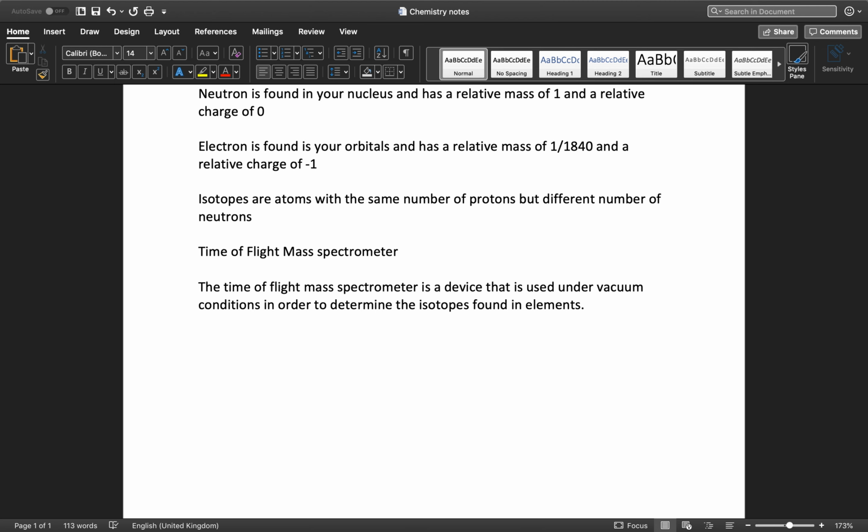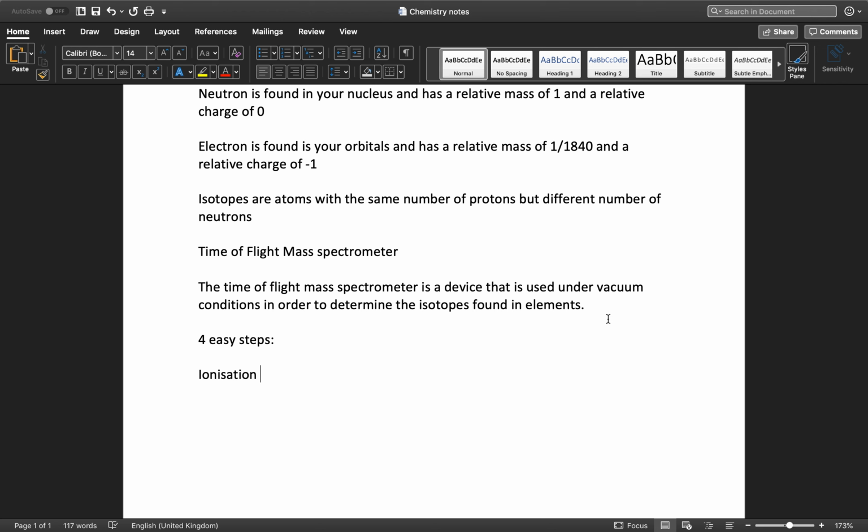So there are four easy steps. The first one is ionization. The sample is ionized in a number of ways.